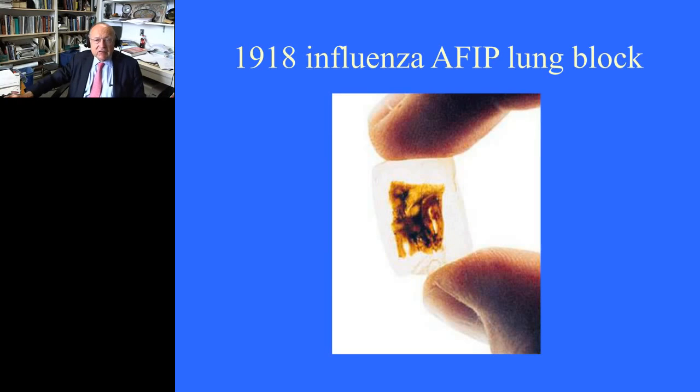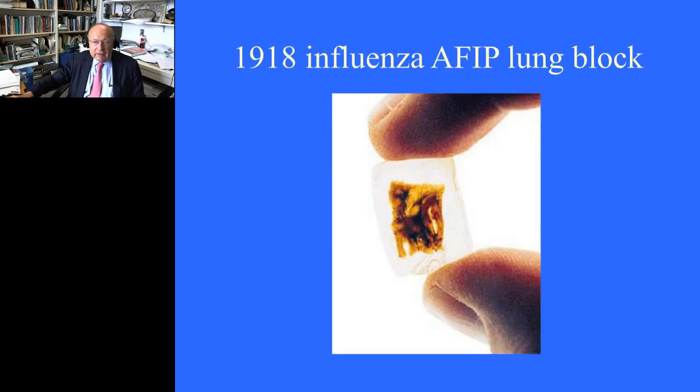So by using material from soldiers who died in 1918, and the slide shows a lung block, the sort of translucent material here is actually a paraffin block, and the dark material, which we can see here, is material from the soldier who died in 1918. And by using this material and doing polymerase chain reaction (PCR) sequencing, it was possible for Jeffrey Taubenberger to actually get the sequence of this 1918 virus.